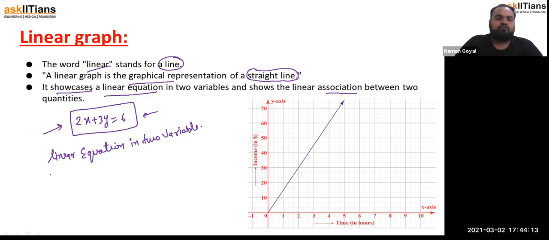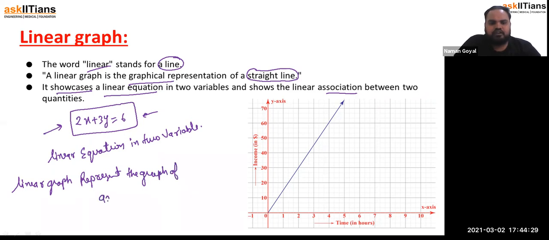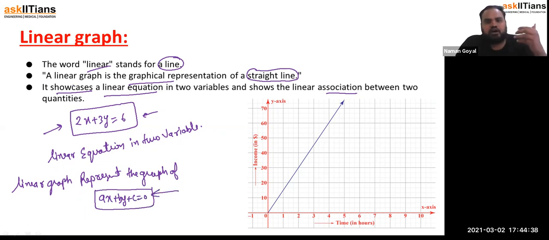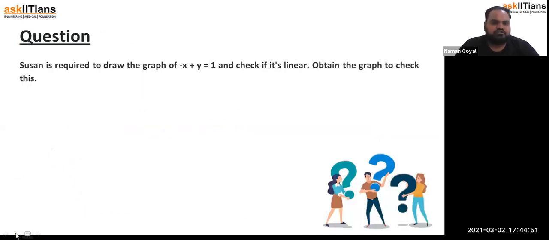So if I am going to talk about the general form, a linear graph represents the graph of ax plus by plus c is equal to 0. The equation which is in the form of ax plus by plus c is equal to 0 is going to be represented by a linear graph. So if you see this graph, it is what? A linear graph. Got it?